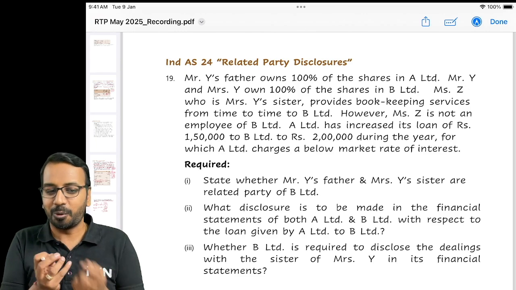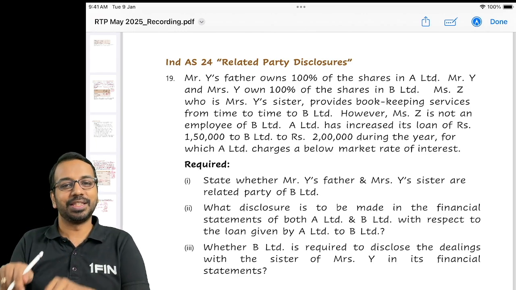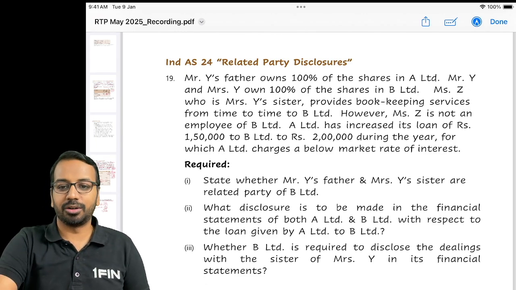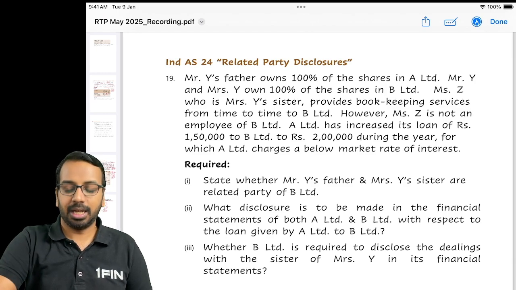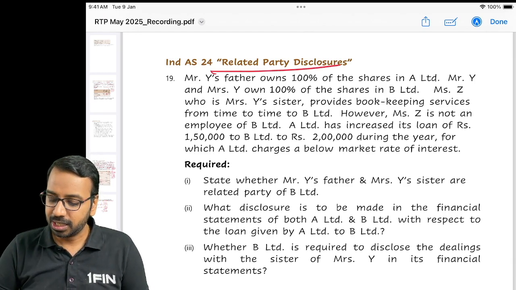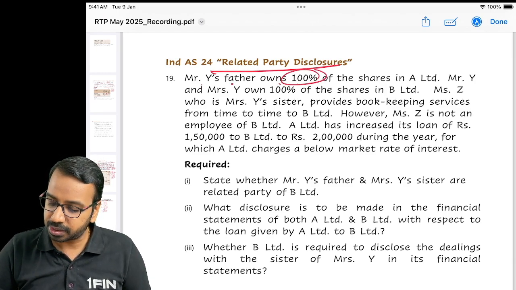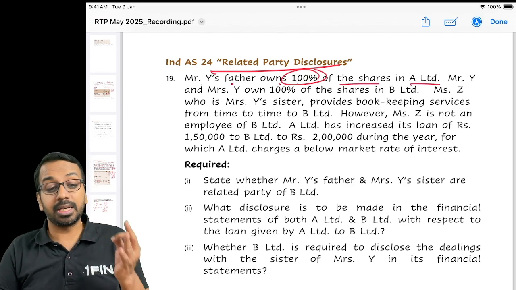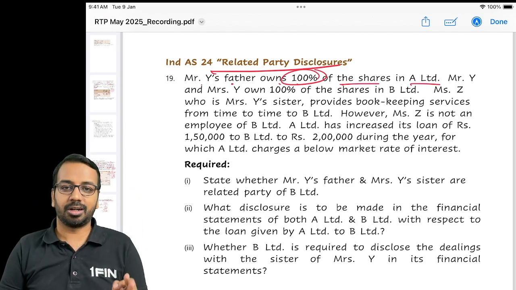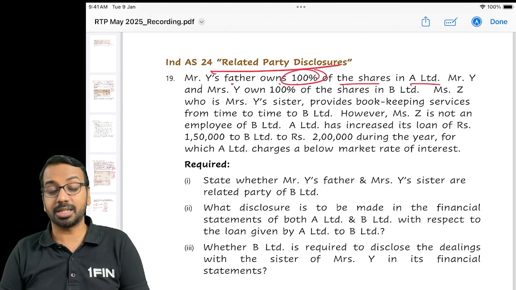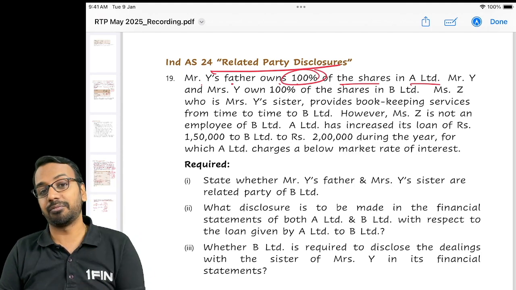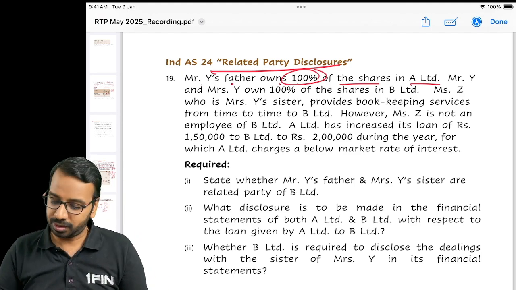They have most likely used generative AI to create this kind of complicated question. So the next question that we have is on related party. Mrs. Y's father owns 100% of shares in A Limited. Whenever there is a related party question, I would strongly suggest, draw it in a diagram format so that you don't miss out things.